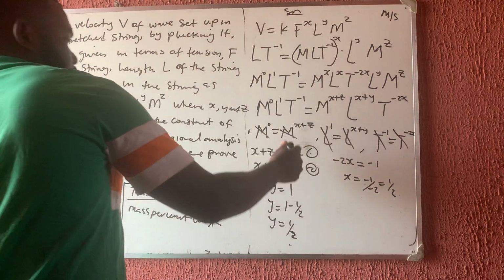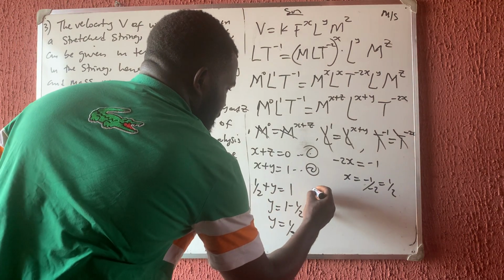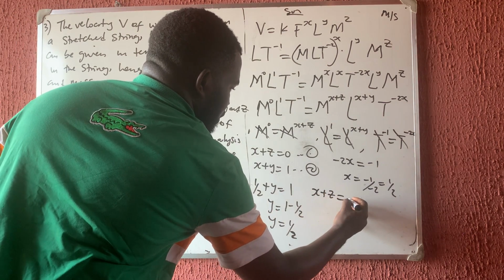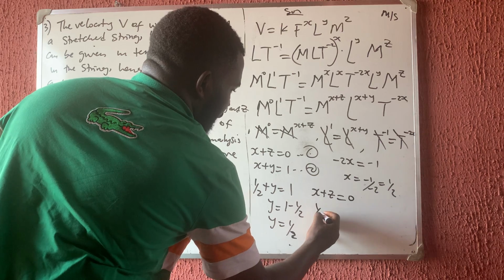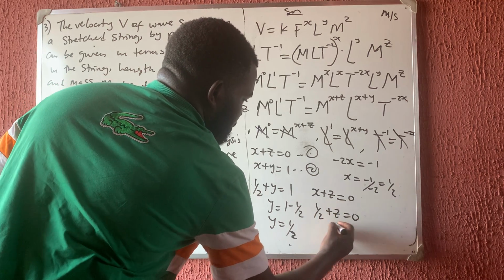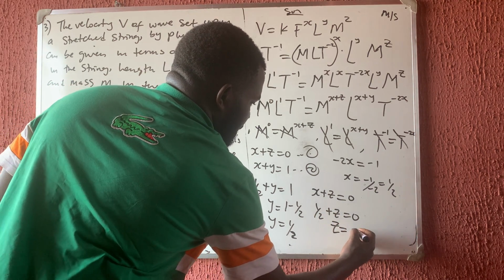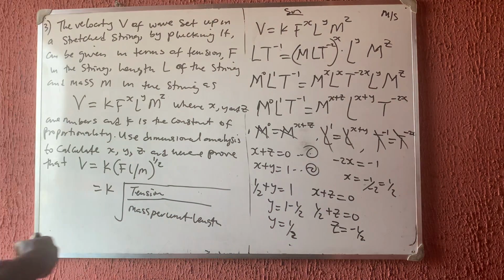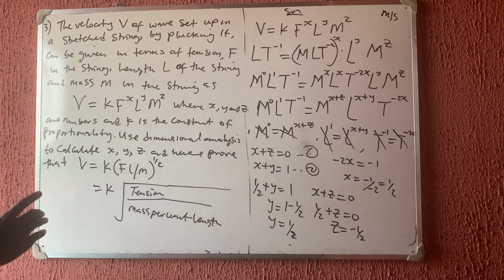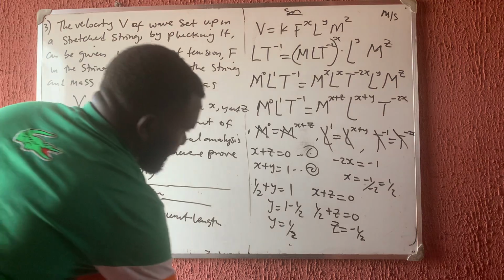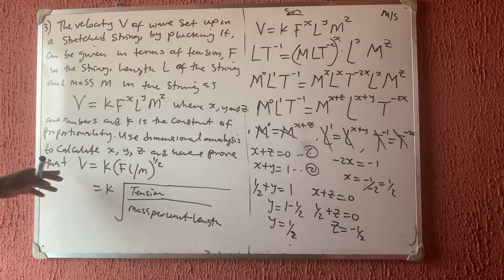So putting it in equation 1, I know that my equation 1 is x plus z is equal to 0. So therefore half plus z is equal to 0. So z is equal to minus half. So I've gotten my x, y, z. That's the first calculation. So the second one they say we should get is that we should prove that z is equal to this.